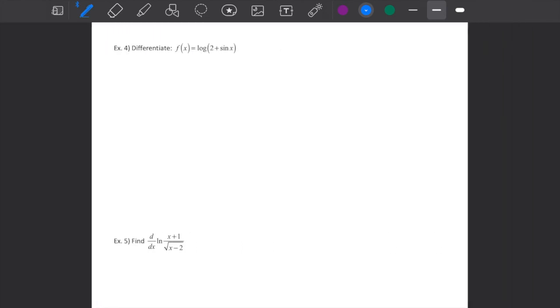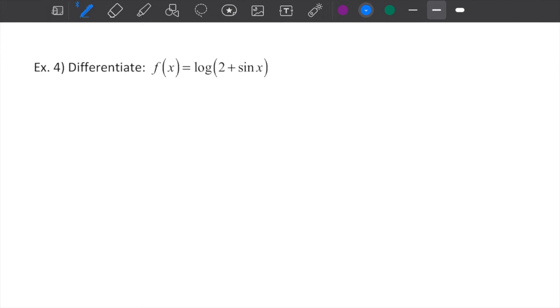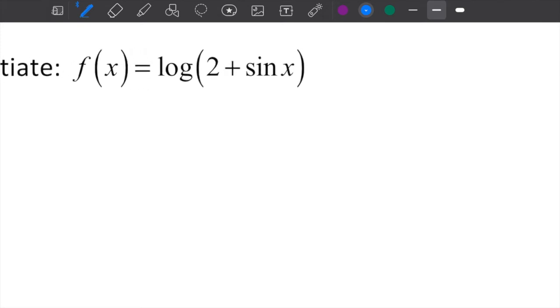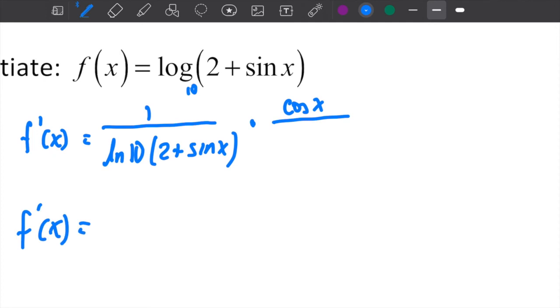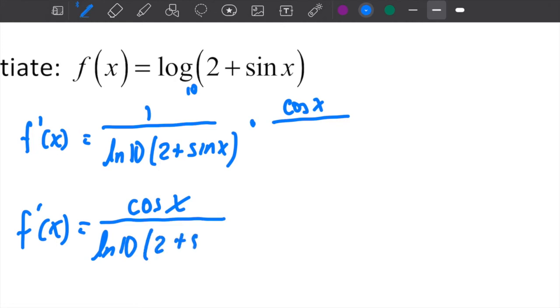Let's keep going. Differentiate f of x equals log now of 2 plus sine x. Notice that there is no base written there. When we do not have a base, we're assuming that to be base 10. That's known as common log in the United States. So f prime of x, we're going to apply that rule: 1 over the natural log of the base, multiplied by the argument on the inside, 2 plus sine x, multiplied by chain rule, the derivative of the inside, which is just cosine x. So we have our derivative: cos x over natural log 10 multiplied by 2 plus sine x.